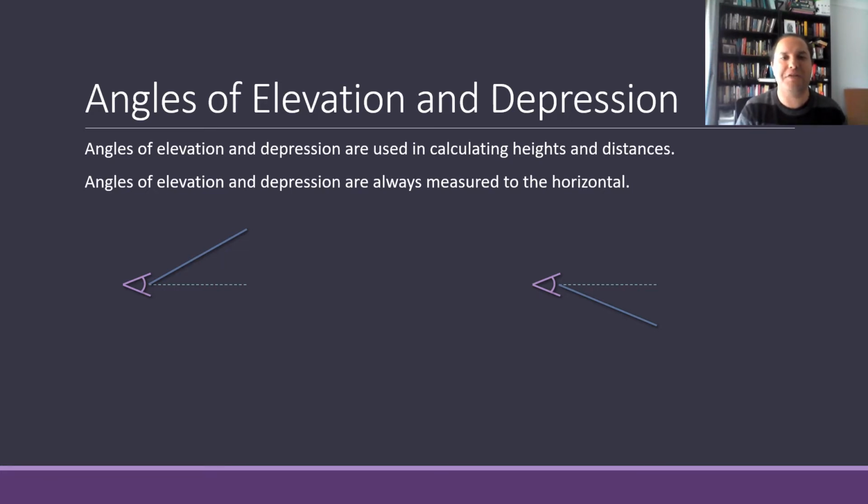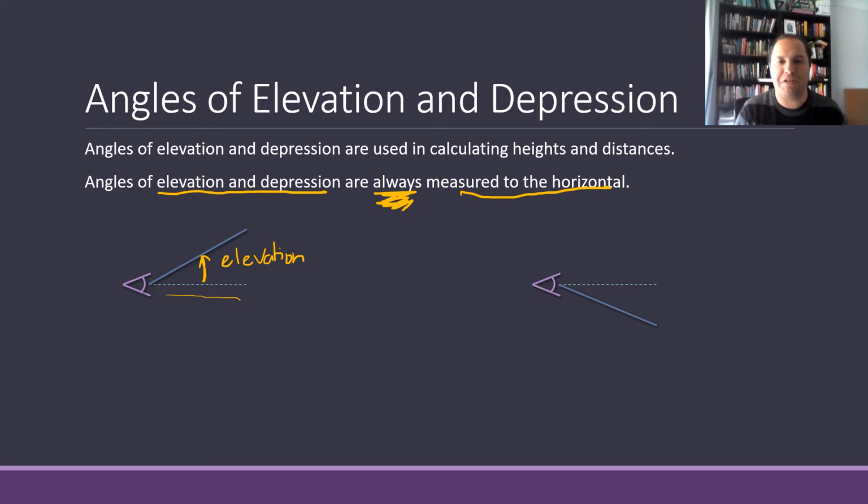Now the key thing to know is angles of elevation and depression are always measured to the horizontal. So in our first one, we've got a person, there's our horizontal looking straight across, and the angle of elevation is how far they need to look up by to see the object that they're looking at. So that's our angle of elevation.